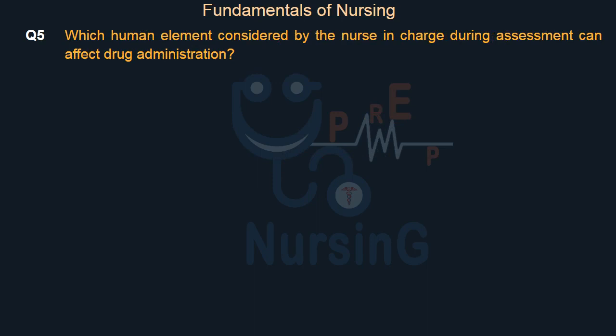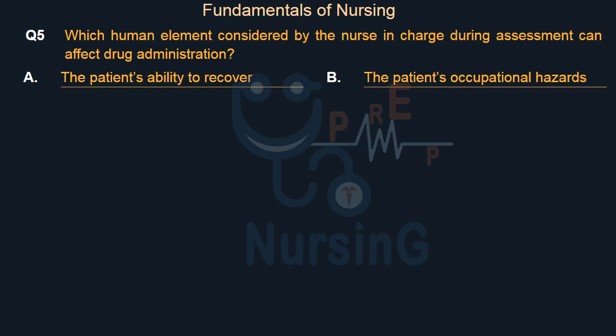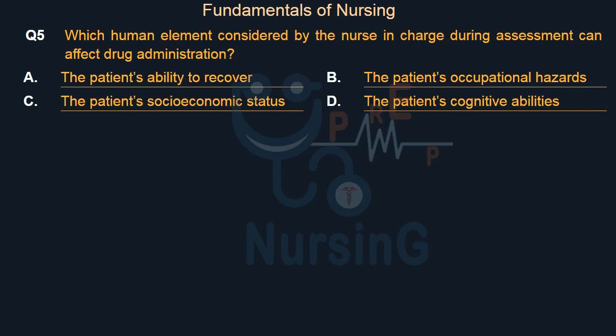Which human element considered by the nurse in charge during assessment can affect drug administration? Option A, the patient's ability to recover. Option B, the patient's occupational hazards. Option C, the patient's socioeconomic status. Option D, the patient's cognitive abilities.